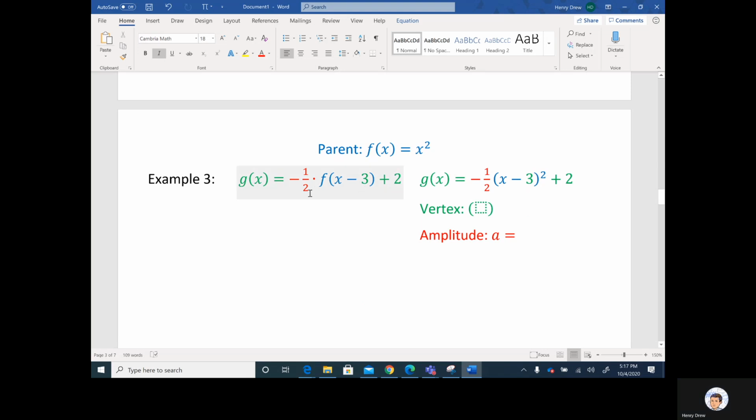What if we have an amplitude of -1/2, an h value of 3, and a k value of 2? Bringing that over into our specific quadratics, we still would have a vertex of 3, 2. Everything is setting up nicely, but our amplitude is -1/2. So I have a pretty good feeling that we're going to shift 3 units to the right and 2 units up. But the amplitude has 2 things happening. There's a negative and there's a 1/2. What does the negative do and what does the 1/2 do?